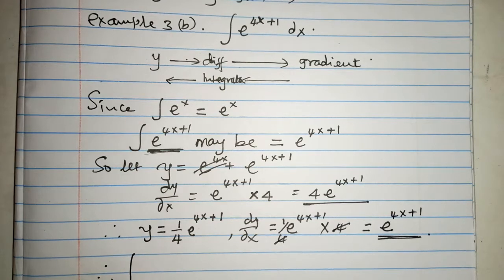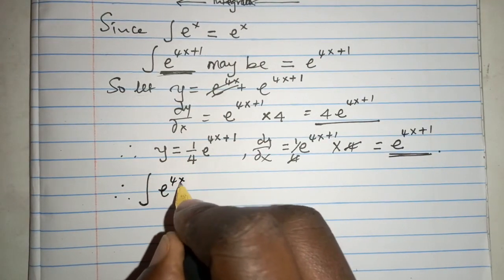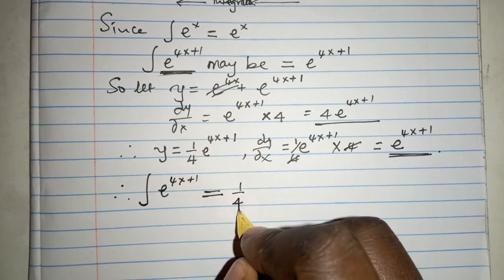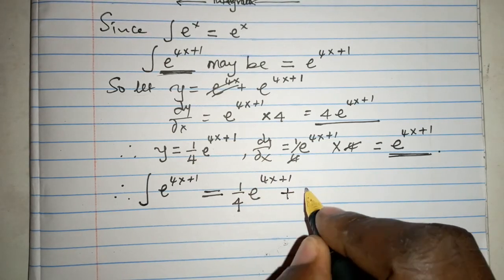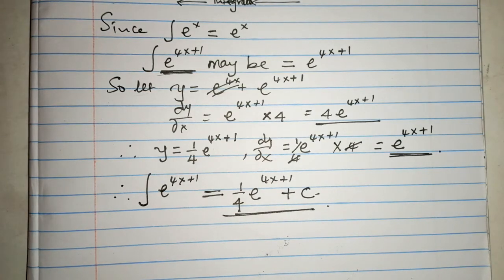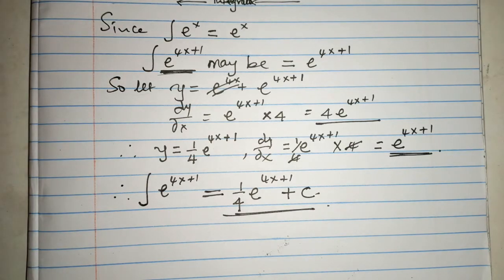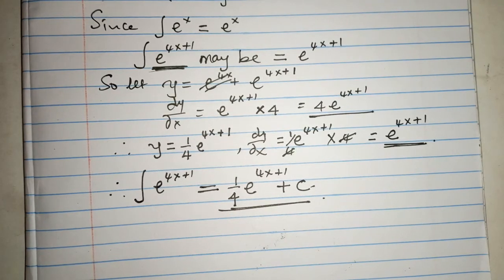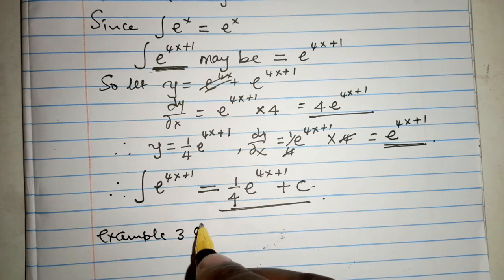Therefore the integral of e raised to power 4x plus 1 is exactly equal to a quarter e raised to power 4x plus 1 plus, of course, a constant. And that is the end of the story as far as example 3 part B is concerned. And in the same kind of video, I would want to explain example 3 part C.